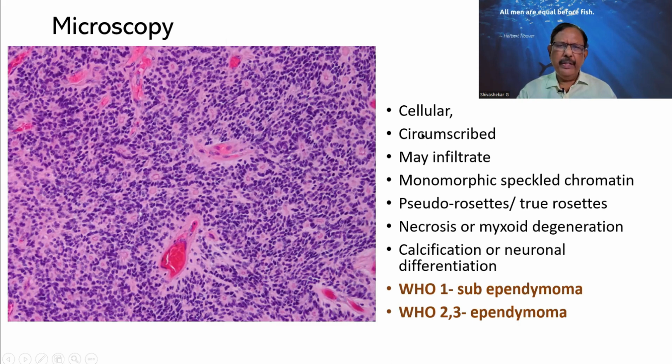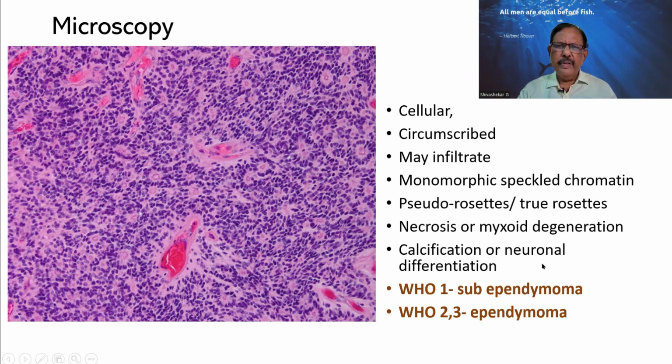Now, let me describe this particular tumor. It is cellular, very obvious, numerous cells, well circumscribed, not capsulated, but circumscribed. It may infiltrate into the surrounding brain parenchyma. It is monomorphic. All are small blastemal cells over here. And there can be speckled chromatin that can be present. Pseudo rosettes, as in this case, or true rosettes may be seen. Areas of necrosis and myxoid degeneration. That was seen in the first slide. And there can be calcification or neuronal differentiation.